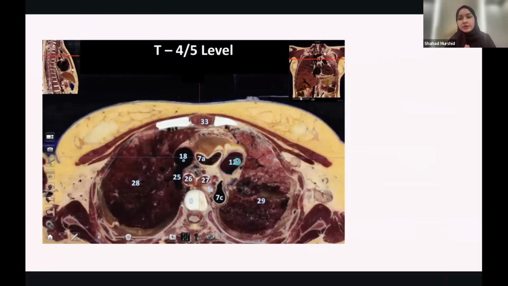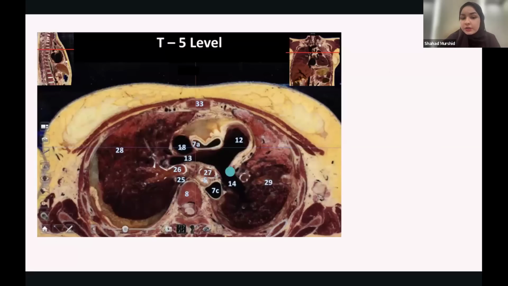It hasn't yet divided into the right and left pulmonary arteries. However, in the next slide, you'll see that it is dividing, and you can even see it going towards the lung. So right away you know that this is the main pulmonary trunk, and this is the left pulmonary artery going towards the left lung, and this is the right pulmonary artery going towards the right lung.